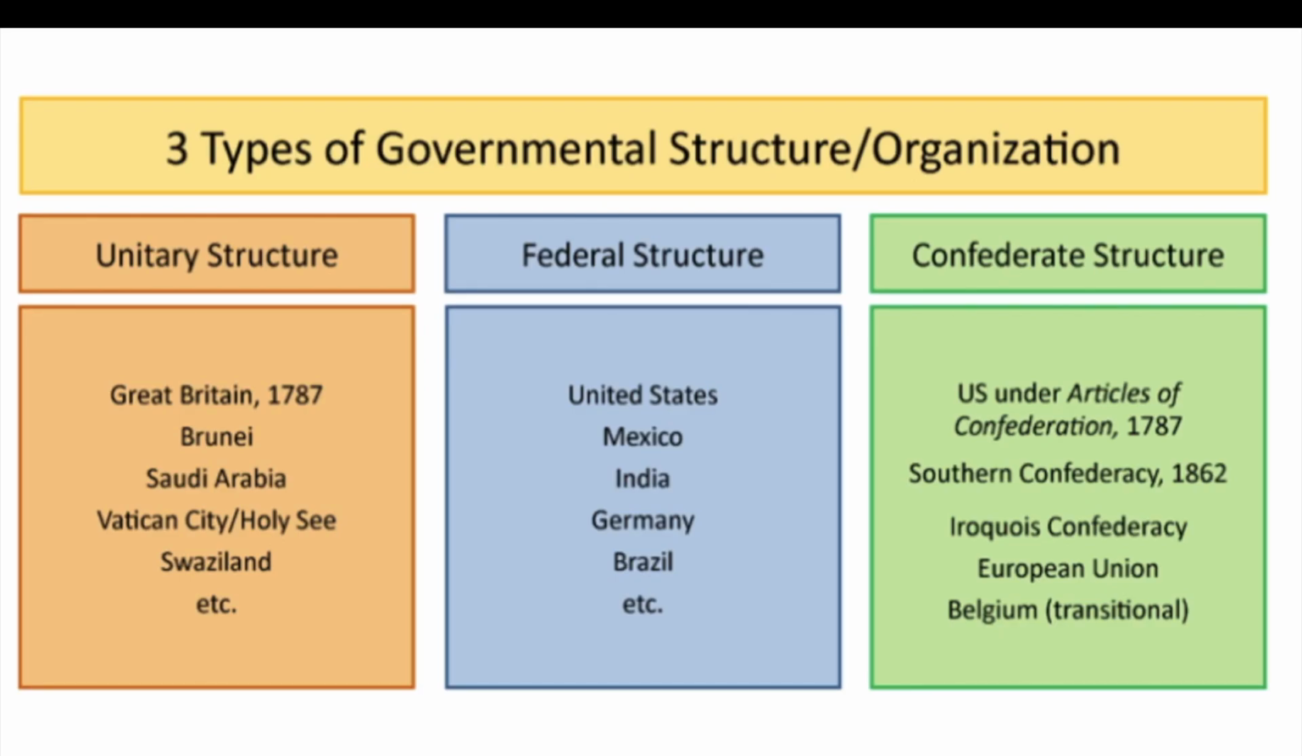So let's talk about some examples of these three structures of government. So unitary form, Great Britain is a good example, Brunei, Saudi Arabia, the Vatican City, Swaziland. Federal structure, the United States, of course, Mexico, India, Germany, Brazil. They are all large population governments.